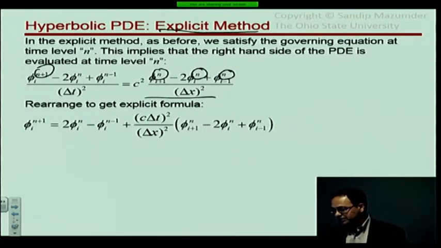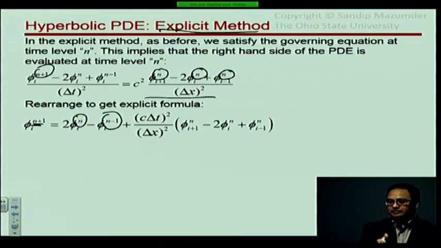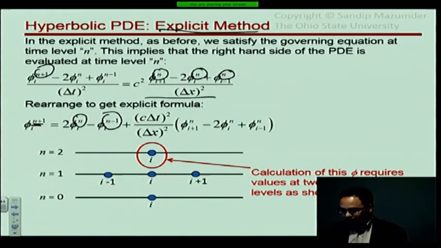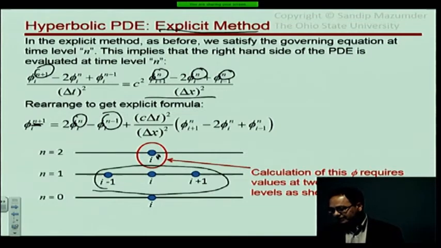What this requires now, to calculate n plus 1, is that I need not only n, I also need n minus 1. Two time levels. Because it's a second derivative in time, it makes sense that we're going to need two time levels. This is a pictorial representation: you're trying to find this value, and you need all these values and also this one.